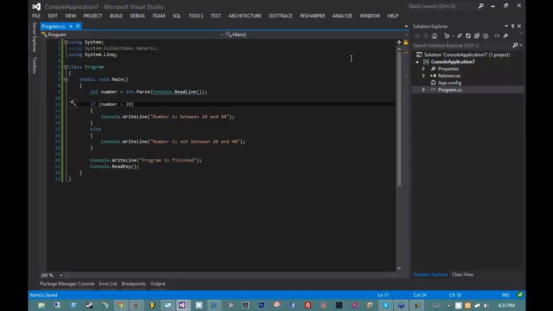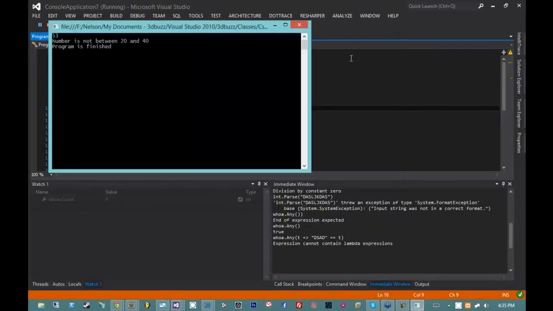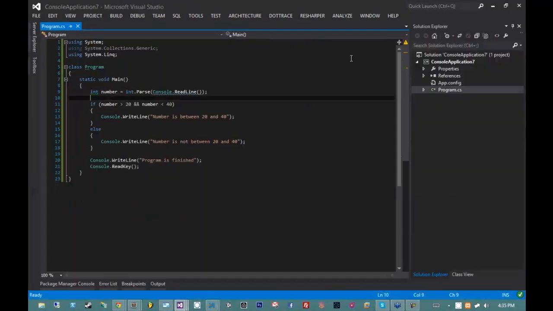One of our logical operators is the logical AND operator, not to be confused with the bitwise AND operator. That operator is specified with two ampersands. So what I can do is say if number is greater than 20 and number is smaller than 40. That's how it's pronounced. Which means our program now does exactly what it did before, but it's a whole lot shorter.